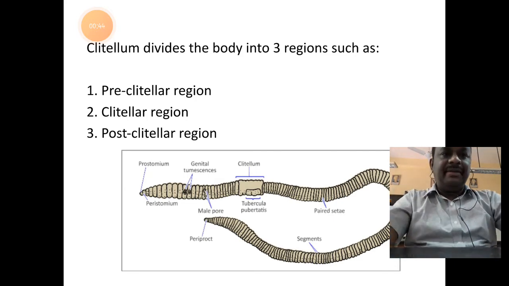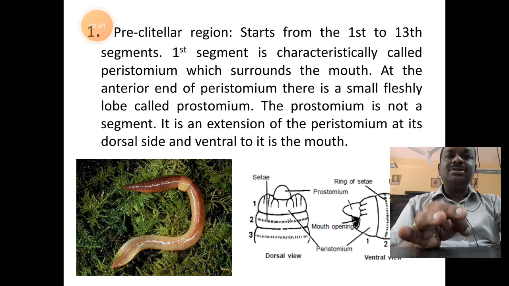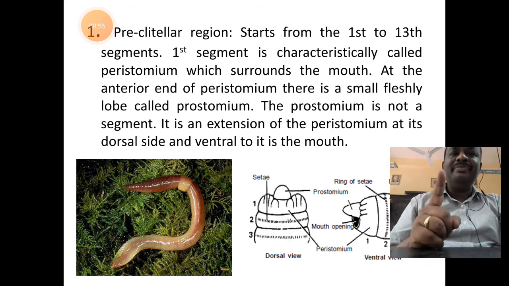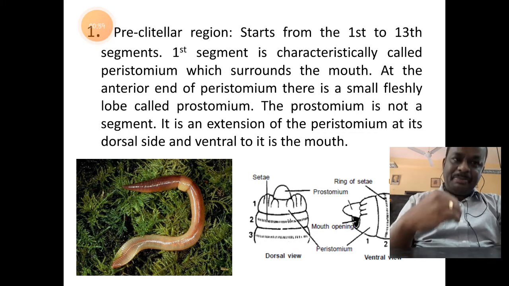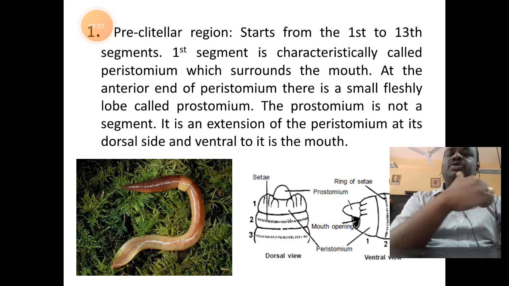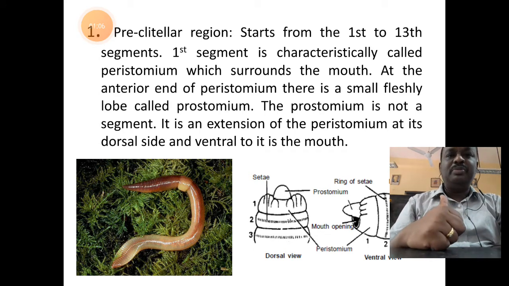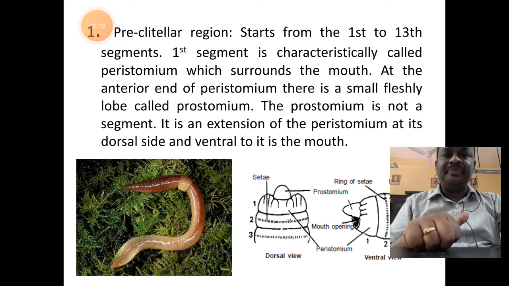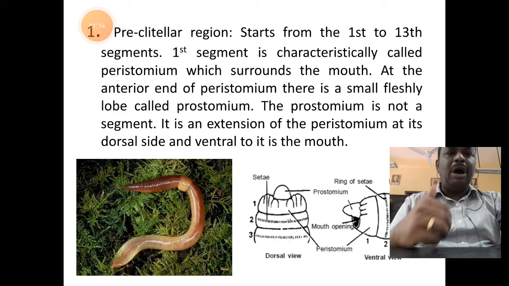We have also understood that the preclitellar region that includes 13 segments has the first segment called peristomium. Towards its ventral side it has the mouth, and the peristomium is extended towards the anterior side as a fleshy lobe called prostomium, which helps in digging the soil at the time of burrow formation. And it acts as a protective cover for the mouth also.